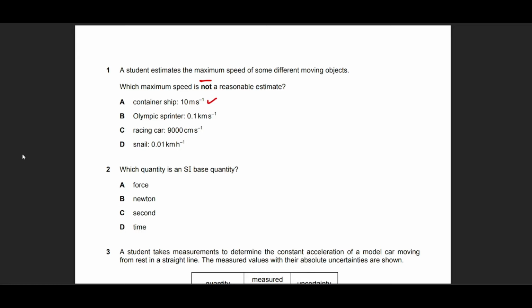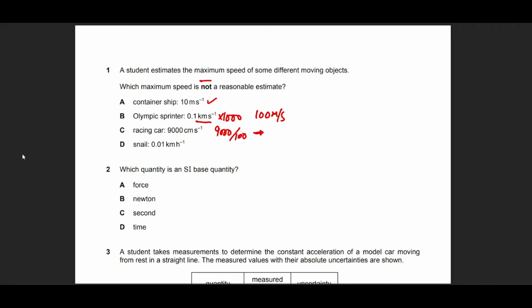Again, I've advised previously as well that you just need to memorize all of these things. Primarily, you can take it from 10 years of past papers and just try to build an estimate from that. An Olympic sprinter, now this is 0.1 kilometers per second, which means if you multiply this with 1,000 because it's kilometers, this becomes 100 meters per second, which is a very unrealistic speed for a person running at any or the highest possible speeds.